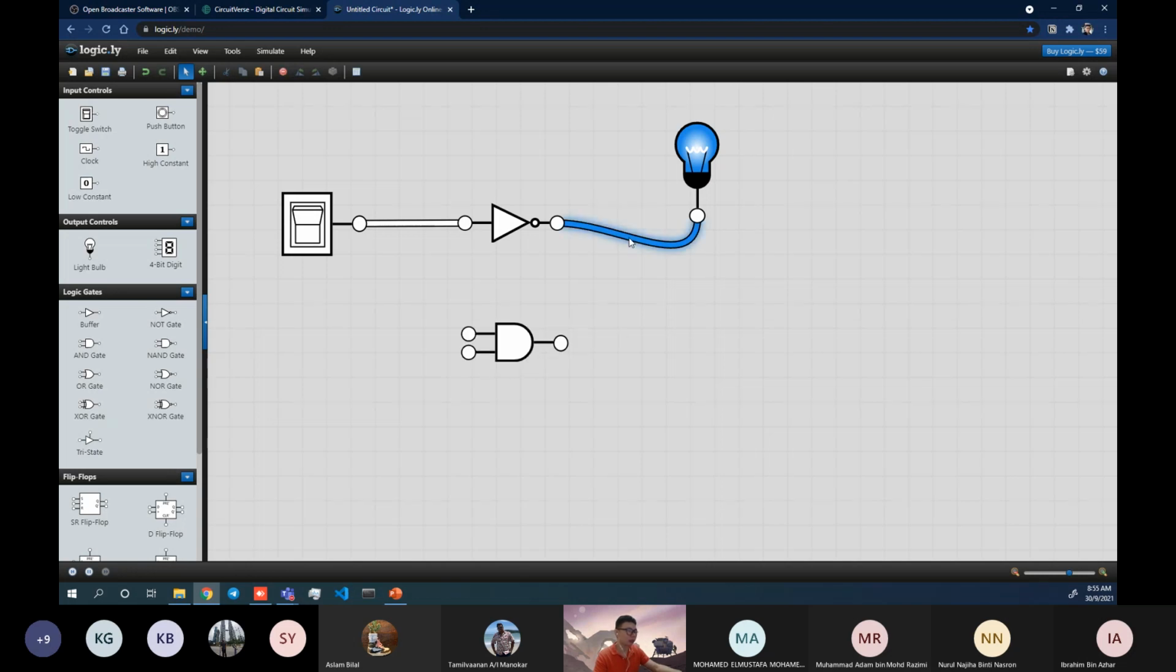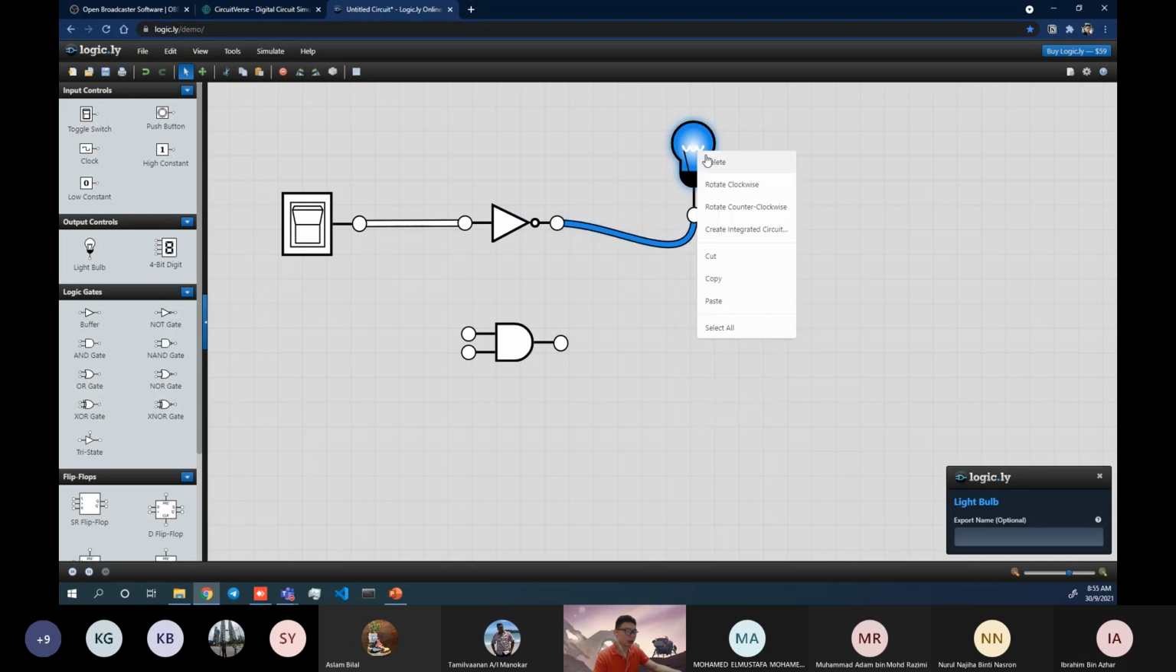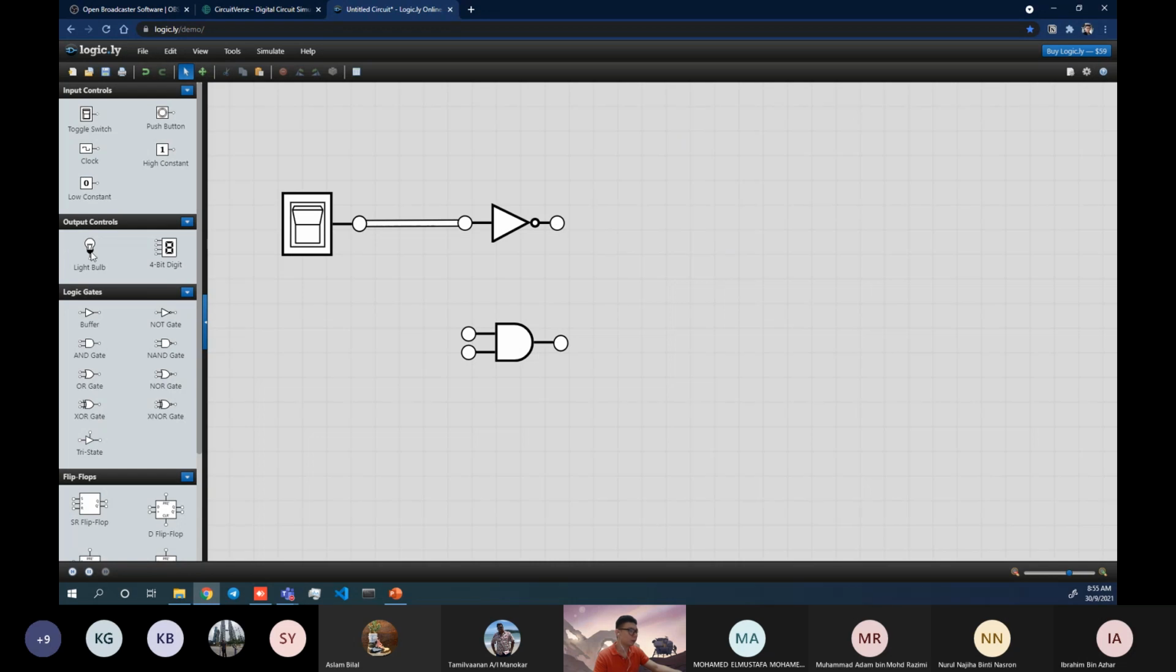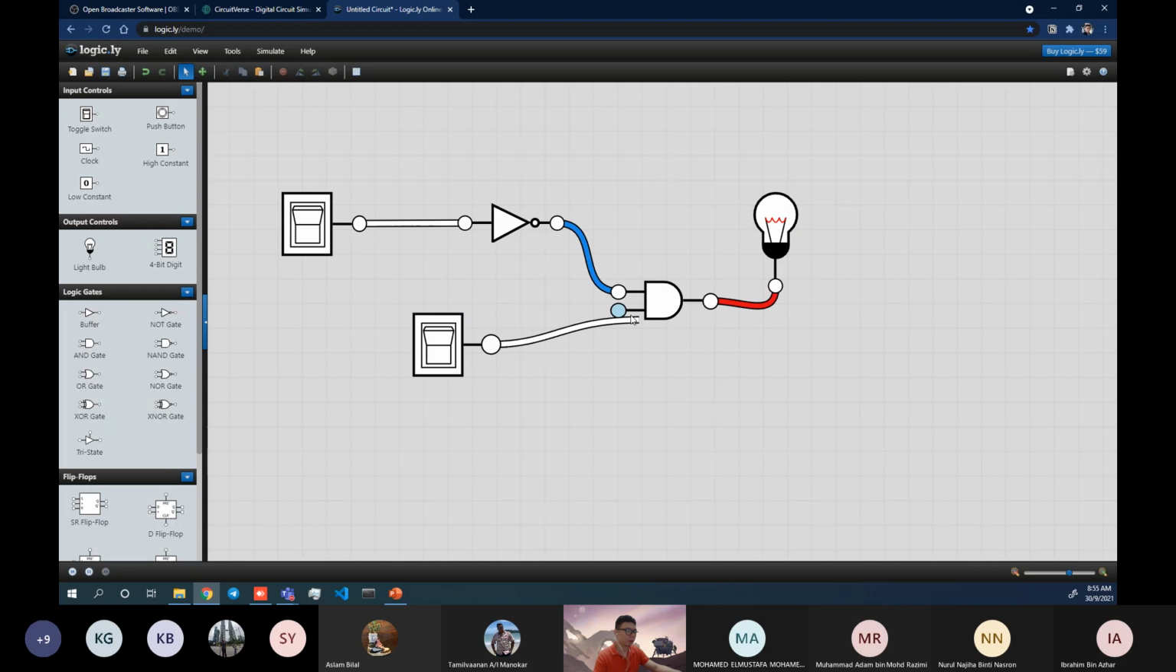So delete this. How do we delete this? Delete. You can construct the same circuit like what we did, and then we can have a toggle switch. So if this is high, this is low. When it is high, you will see that this line becomes blue.